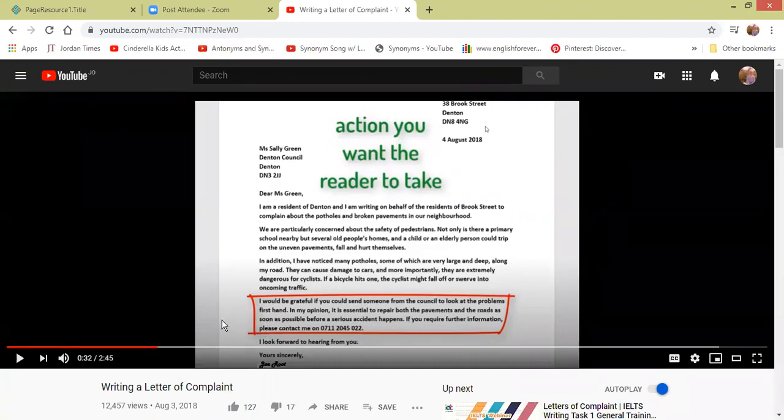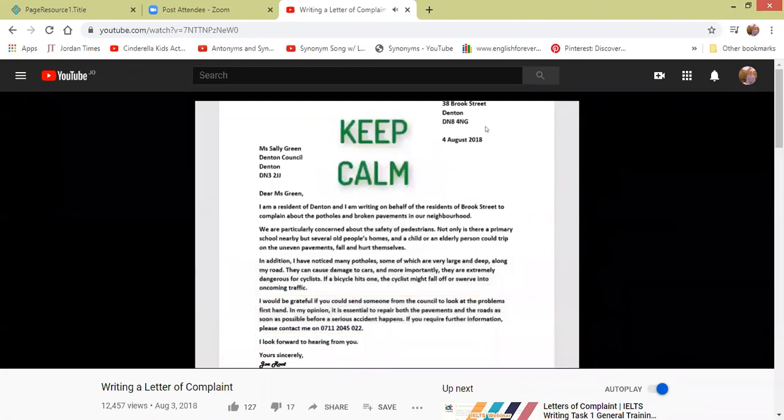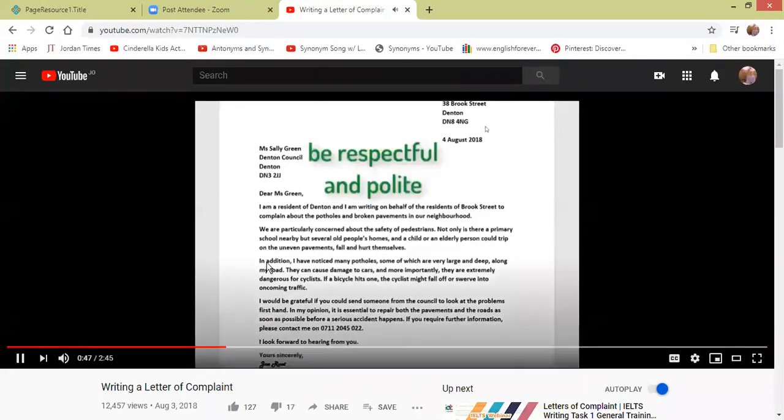So in the conclusion, I would write that. I would like the person who has received this letter to do this and this and this. So this is my conclusion. Again, introduction, body, and then conclusion, okay? It's important to keep calm and keep your emotions under control. You may be very disappointed with something, but remember to be respectful and polite.